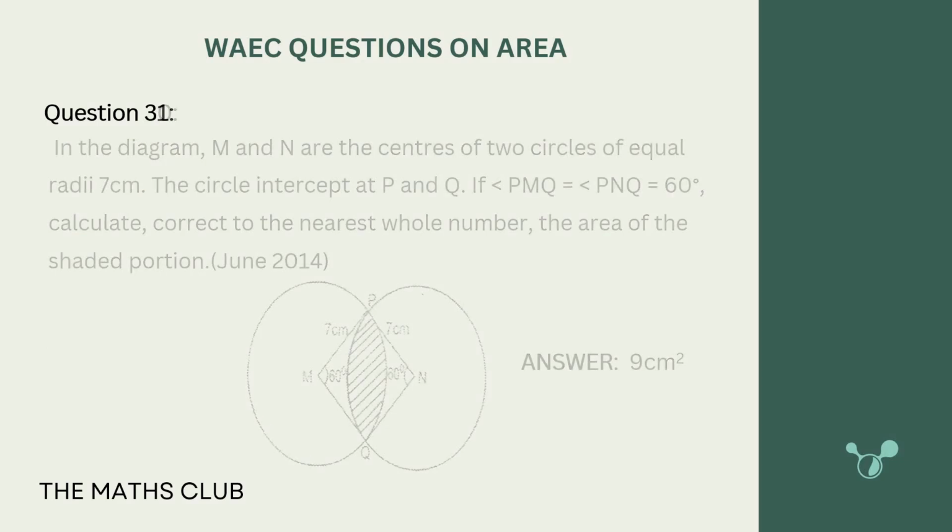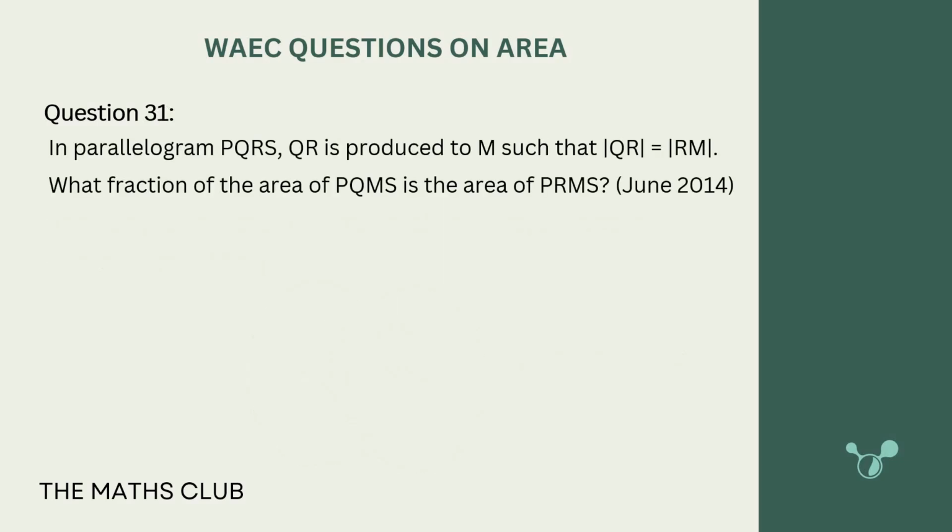Great. And the last question: in a parallelogram PQRS, QR is produced to M such that the length of QR is the same as the length of RM. What fraction of the area of PQMS is the area of PRMS? Let's solve this one together.